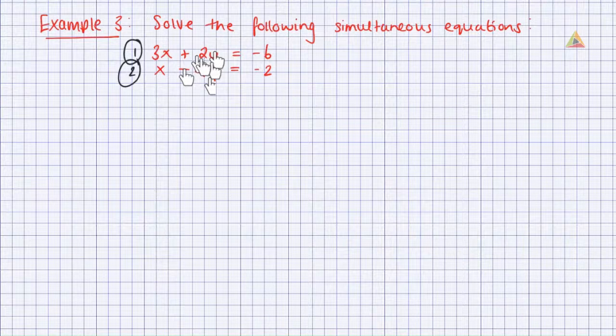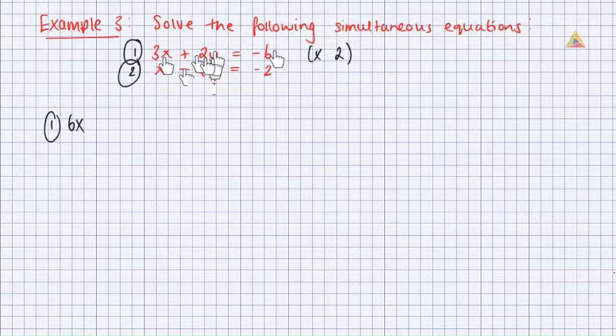So if we're multiplying this by 2, we multiply the whole line by 2. Okay, so I'm going to put that in brackets, multiply by 2. So I'm going to rewrite equation 1. I'm multiplying all of equation 1 by 2. So 3x by 2 gives me 6x.